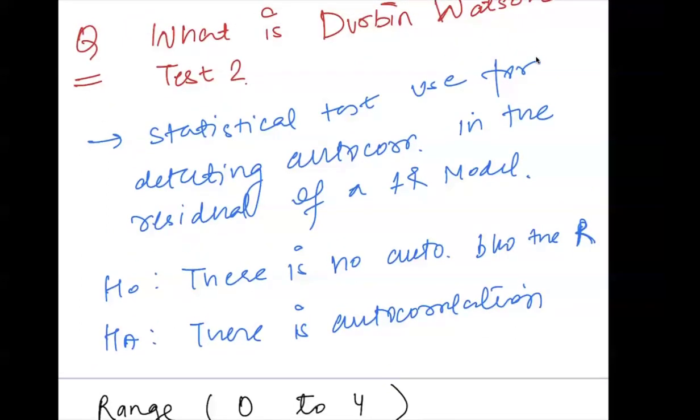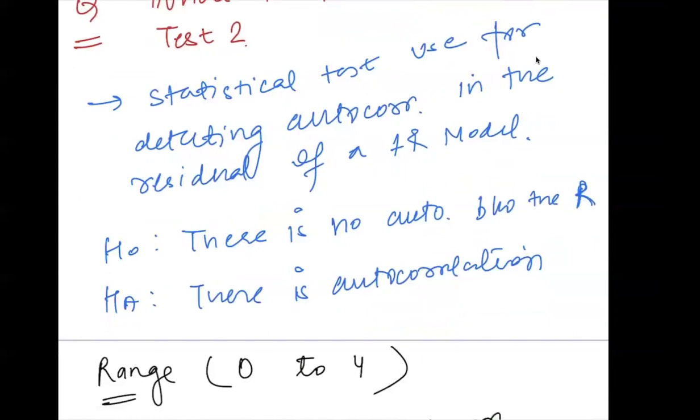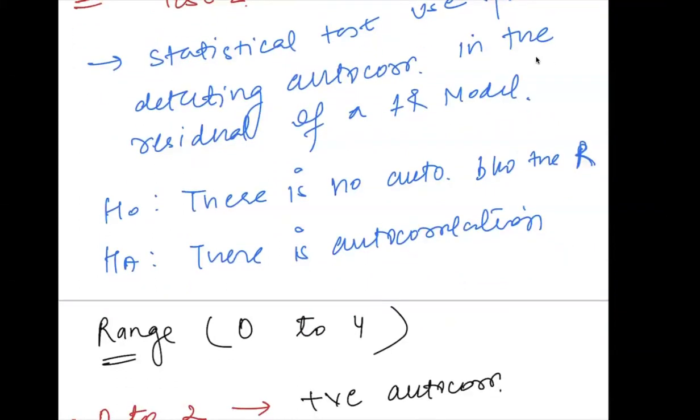Then just say, okay, so the DW test is a very famous test which is used by practitioners to check if there's any autocorrelation between the residuals or not. The null hypothesis of the test says that there is no autocorrelation between the residuals, while the alternate hypothesis says that there is autocorrelation between the residuals.